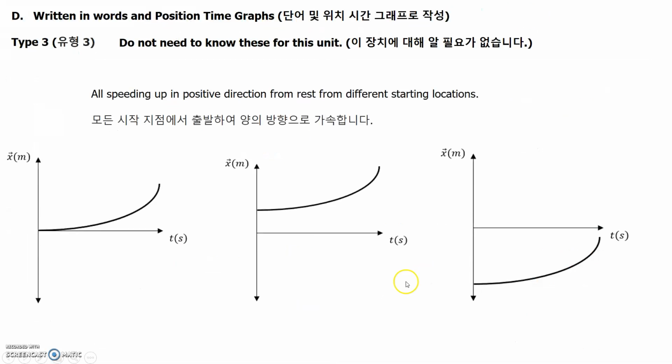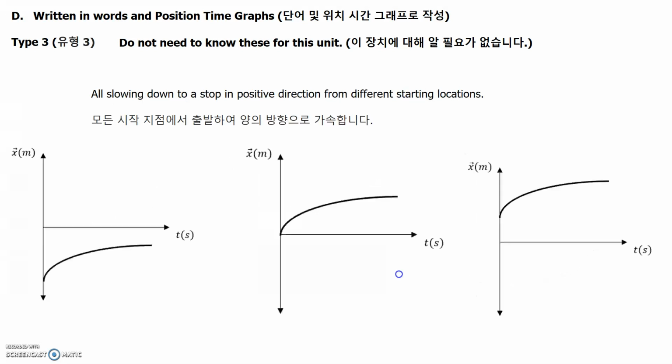Now these you do not need to know for this unit, but if you're wondering, okay, what does the speeding up or slowing down look like? So all of these are going to be speeding up in the positive direction from rest, starting at different locations. On the far left, it's starting at the origin. In the middle, it's starting in front of the origin. And in the far right, it's starting behind the origin. They all start at rest, not moving, and then they speed up in the positive direction.